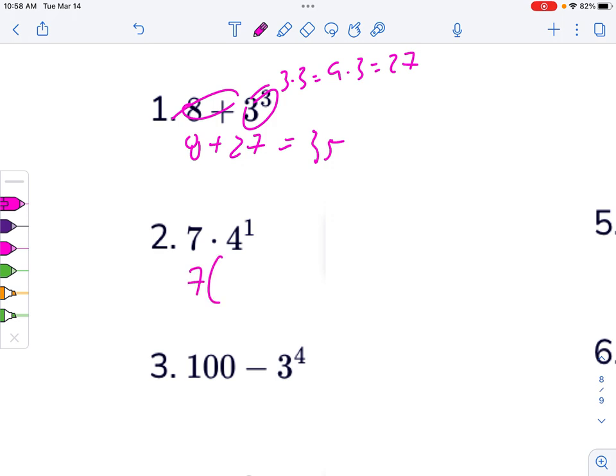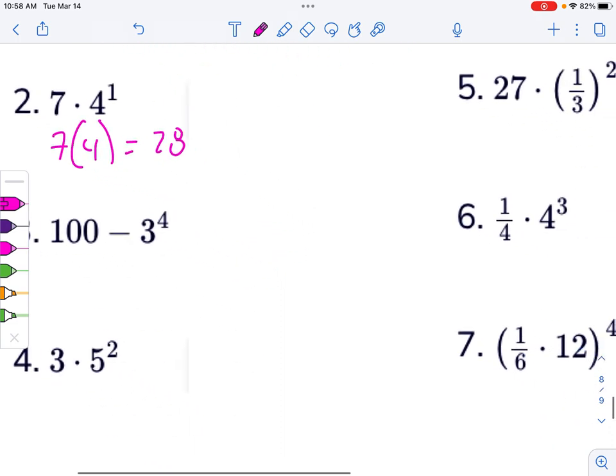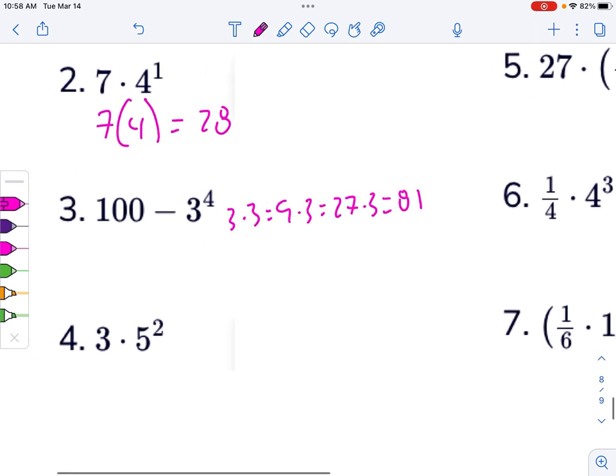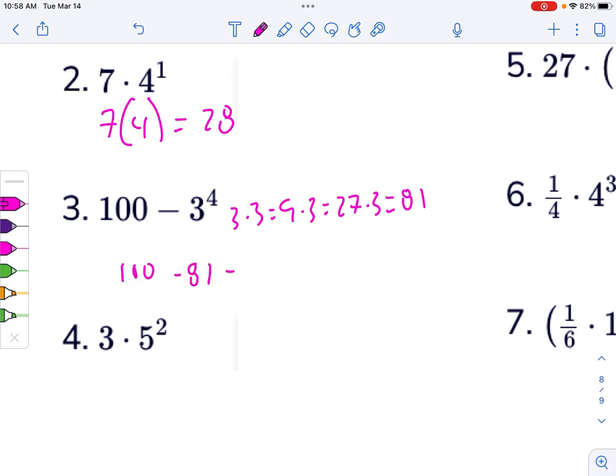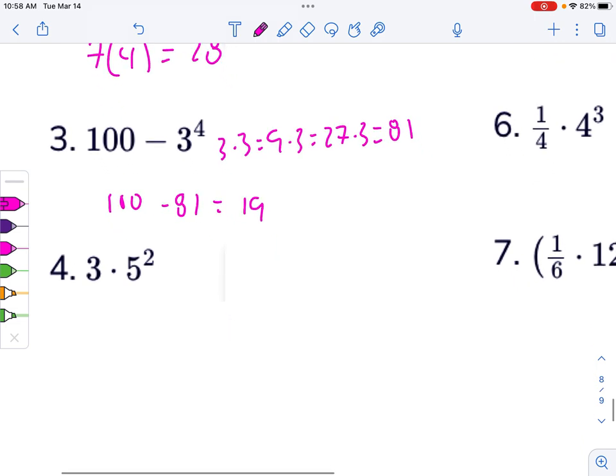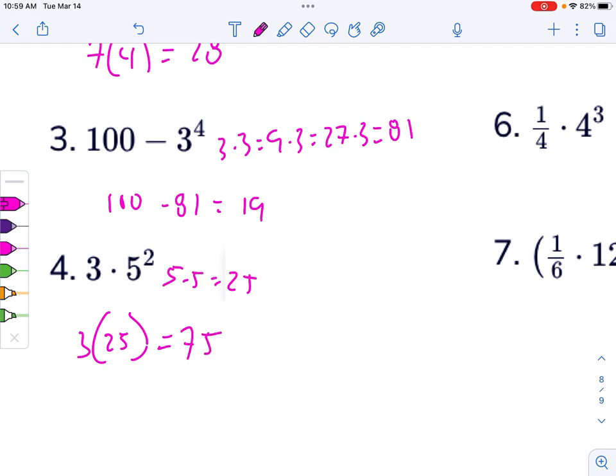This one is saying 7 times 4 to the 1st power is just 4. So 7 times 4 is 28. 3 to the 4th power is 3 times 3, which is 9, times another 3 is 27, times another 3 brings us all the way up to 27 times 3 is like 81. So 100 minus 81 will bring me all the way down to 19. 5 to the 2nd power is 5 times 5, which is 25. So 3 times 25 gets me up to 75.